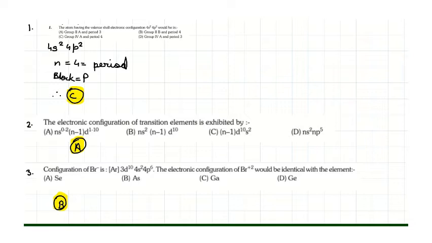The electronic configuration of transition elements is exhibited by dash. Now obviously for transition elements, the valence electron enters the d orbital, so we would have ns0 to 2 and (n minus 1) d1 to 10. So we get that as option A.